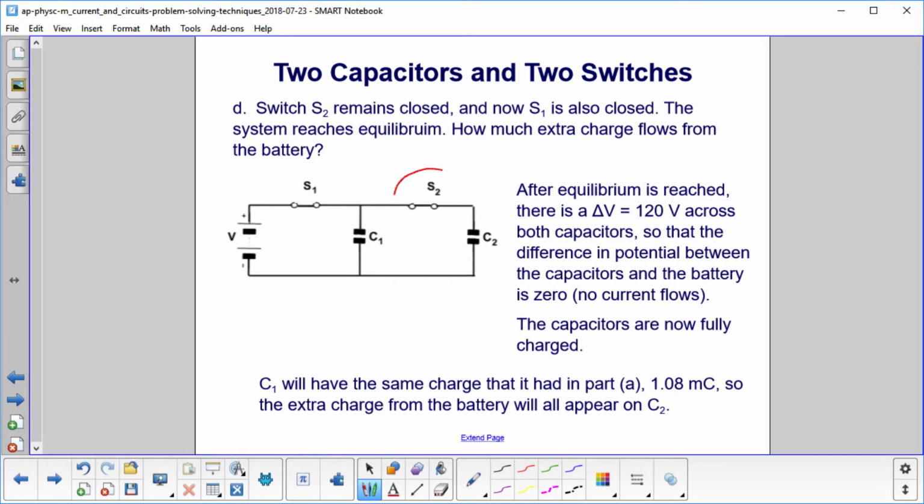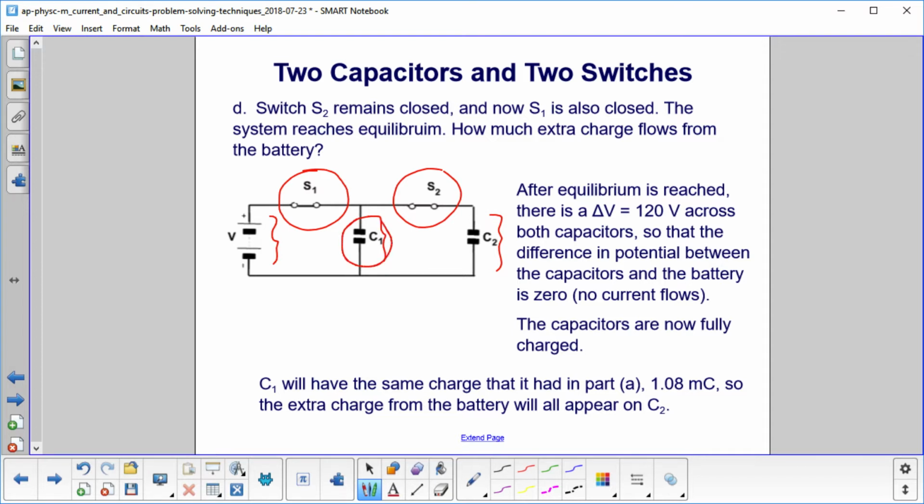Switch S2 remains closed, and now switch S1 is also closed. How much extra charge flows from the battery? After equilibrium is reached, we now have a potential difference of 120 volts across C1, across C2, and of course the battery. This means the difference in potential between the capacitors and the battery is zero, so no current flows, so we're in equilibrium and they are now fully charged.